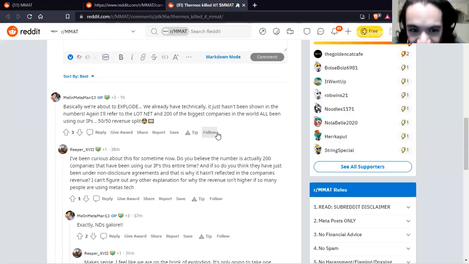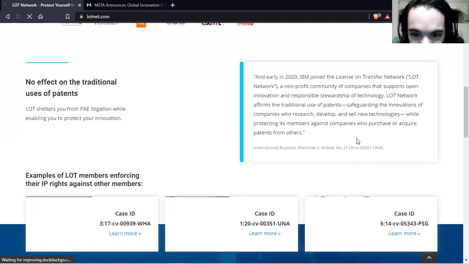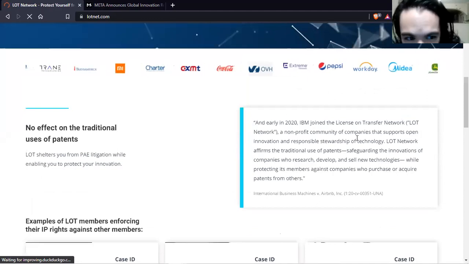They refer to the LOTNet, L-O-T-net. So there's a little bit of a clue what that means. Somebody says here, 200 of the biggest companies in the world have been using their metamaterials IPs. So if this is true, you can see a big surge in the stock price. So we'll see if that happens. Pretty slow news day. We just had one press release and then talk of LOTNet. Again, I don't know what that is, so I decided to look it up. I was redirected to lotnet.com.